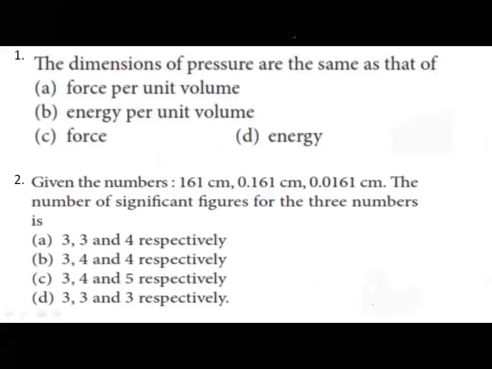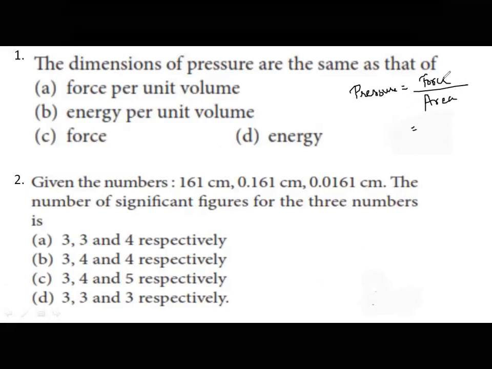Taking up the first question: the dimensions of pressure are the same as that of which of the following? To understand this, we know pressure is force per unit area. So I can say force by area is my pressure, right? Therefore, what are the dimensions of pressure? How do you write the dimension for force? Force is mass into acceleration, so we write M L T minus 2. Force divided by area, and area is length into breadth, so L square.